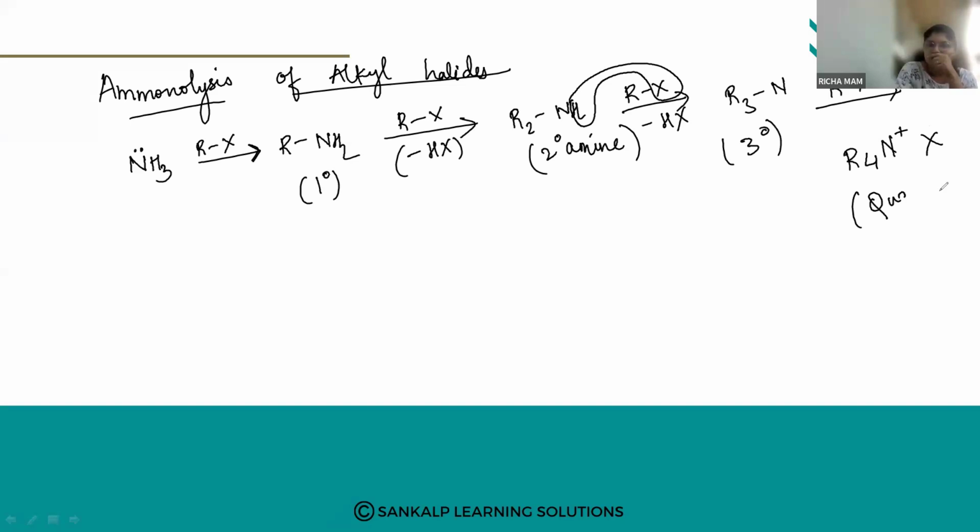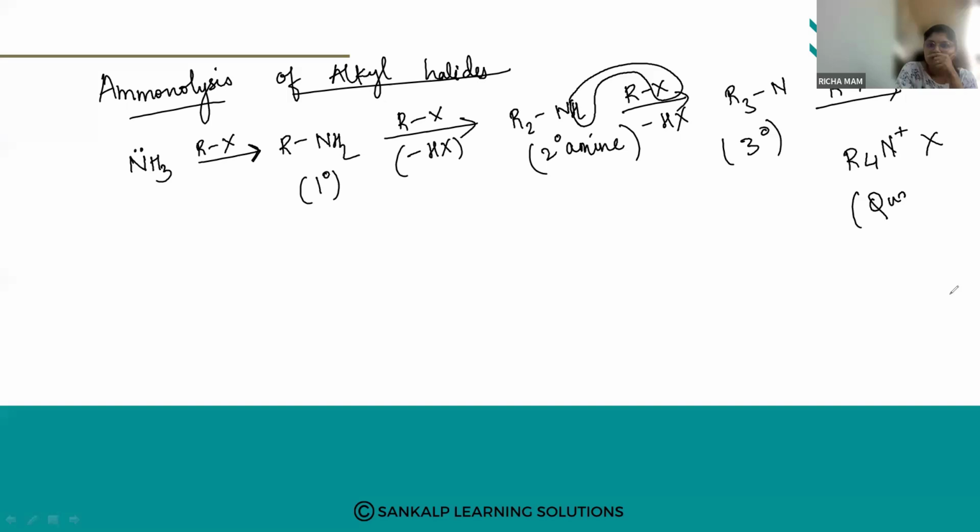So this is another method of preparation of amines. We are going to take ammonia. At each step, what is happening? One of the hydrogens is replaced by the alkyl group, and the hydrogen combines with the X and is removed. First we get primary amine. Then again we are going to treat it with alkyl halide. One of the hydrogens is again replaced by the alkyl group.